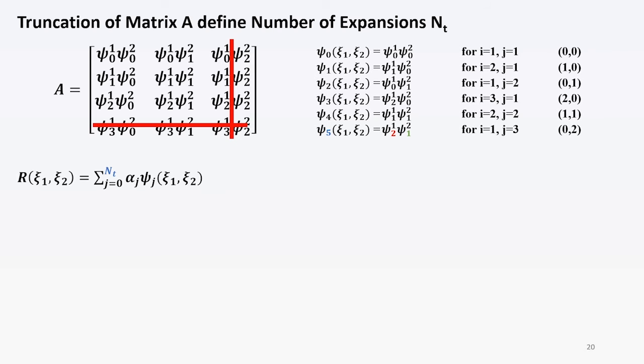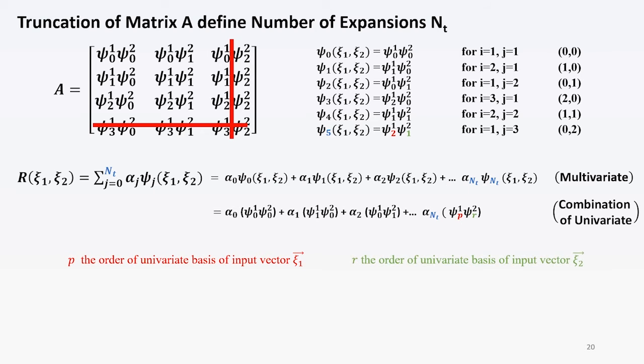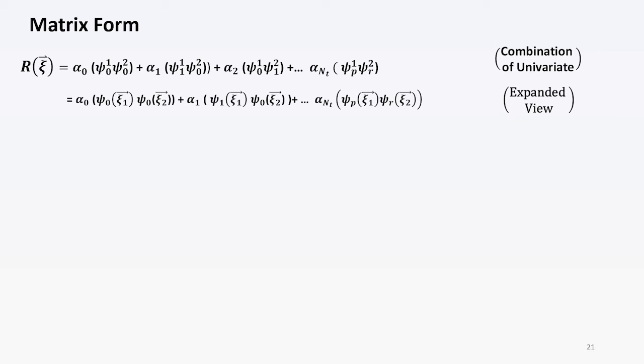Going back to the initial NIPC formula, where the set of response of the random input variable vector was expressed as the sum of the polynomial chaos coefficients multiplied with the random basis function, it is possible to expand the equation with the multivariate basis functions, and then introduce the combination of univariate ones. In this formula, P is the order of univariate basis of input vector xi1, R is the order of univariate basis of input vector xi2, and since the two are multiplied, their summation is equal to k, the order of the polynomial chaos expansion. Afterwards, the index notation of the random basis is left out.